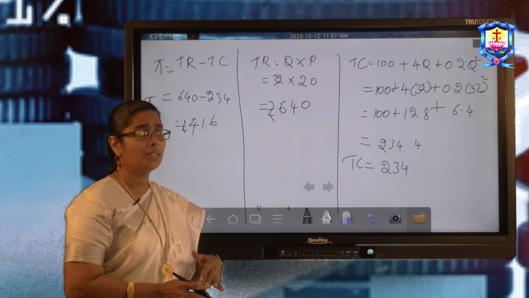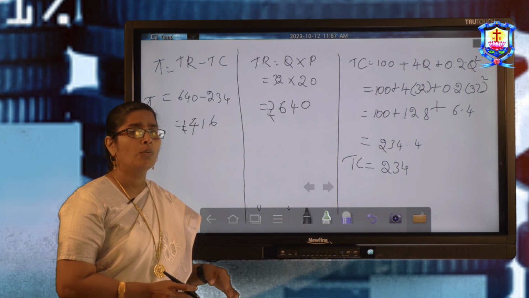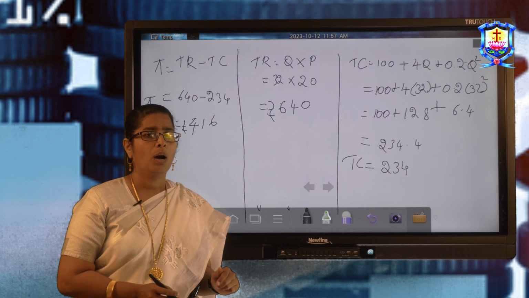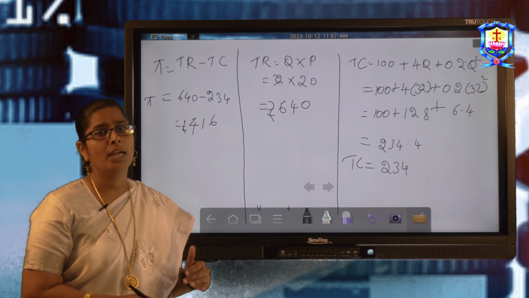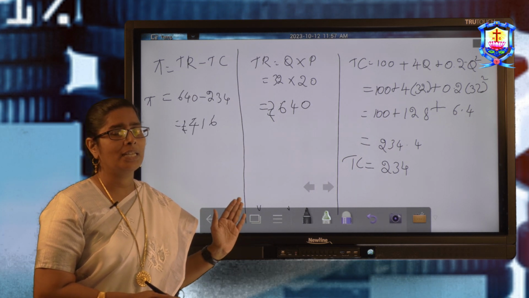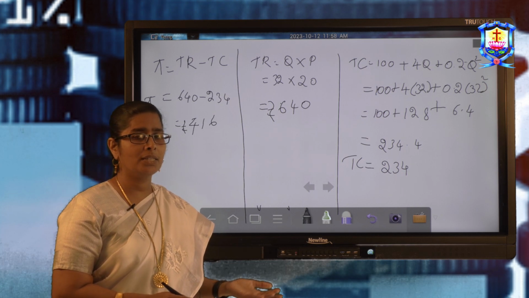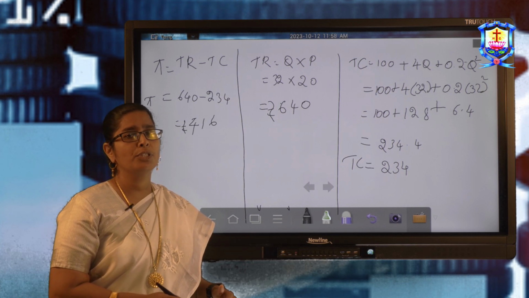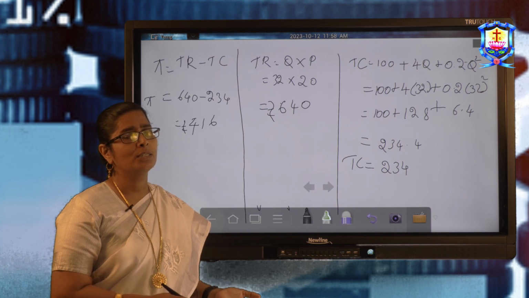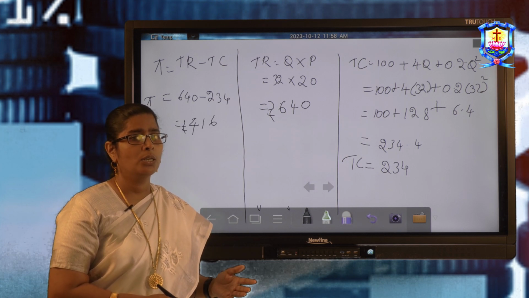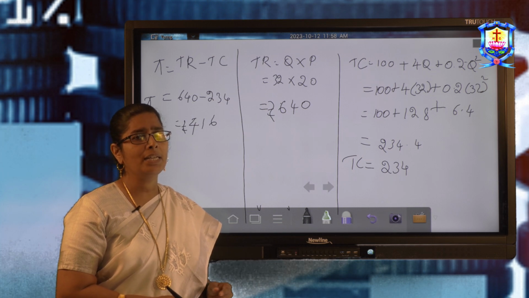So in this way, we have to find the profit, price, output, average cost and marginal cost. This is the easiest way, with the help of mathematics, that is differentiation, by which we can find the average cost, marginal cost and total cost. So everything can be easily understood.